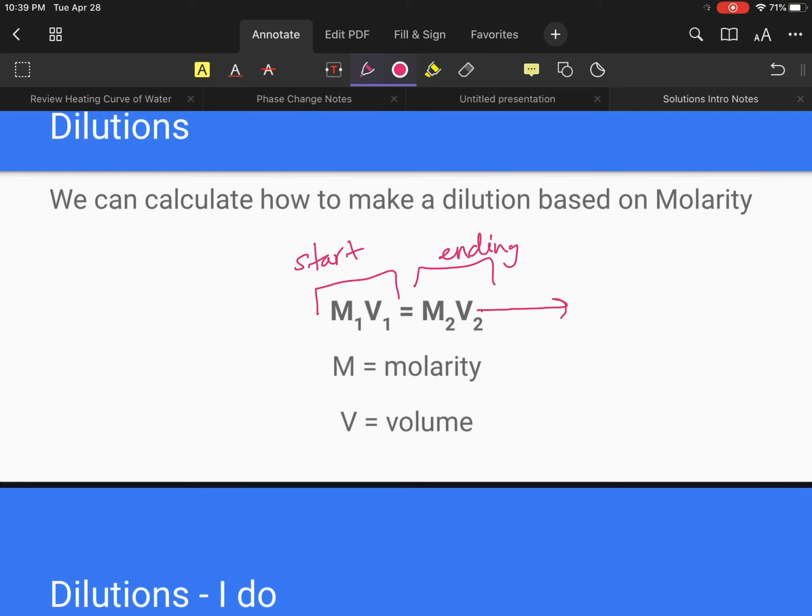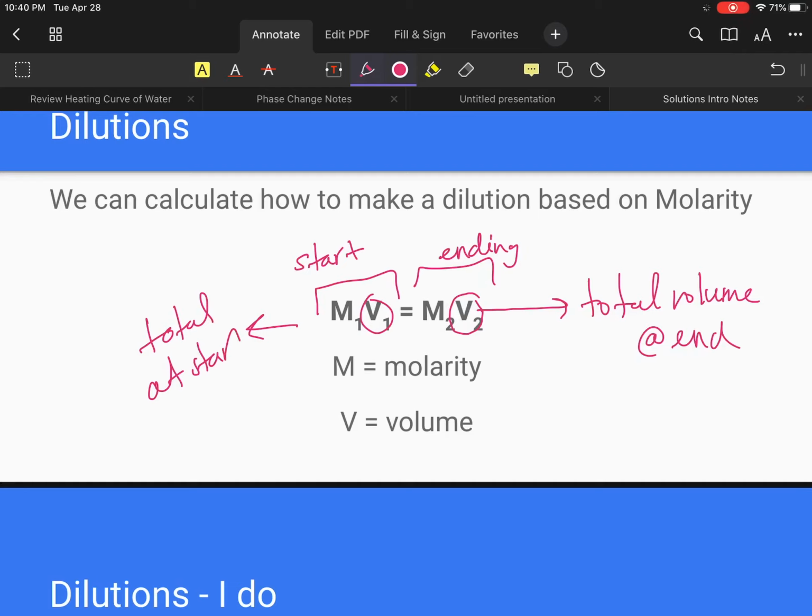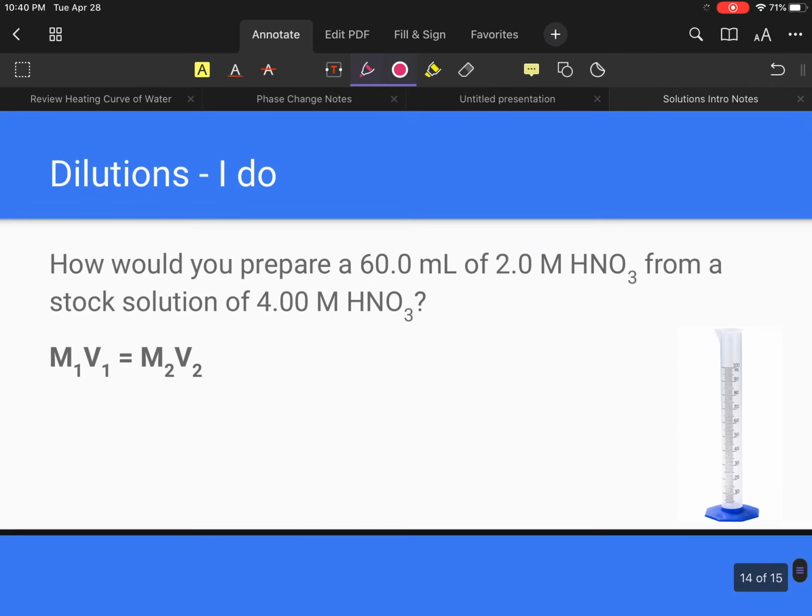And one thing to keep in mind is this V is really our total volume, okay? So this is our total volume at the end and our total volume at the beginning. And I'll show you what I mean by that. Okay, so this volume is not telling you how much water you're adding. It's telling you how much you actually have of your solution. And then I can take the difference and find my water.